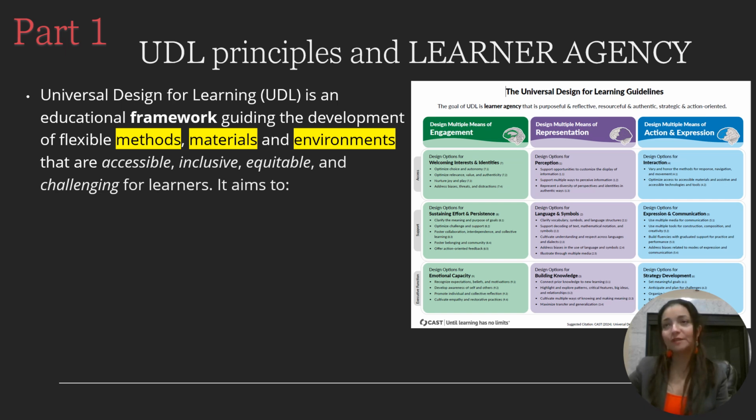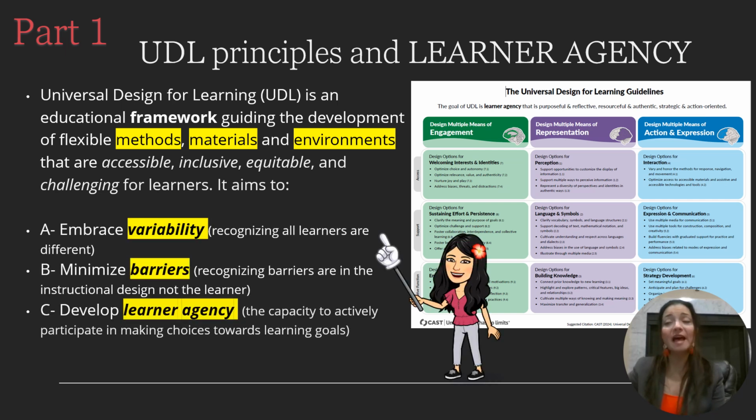UDL encourages the development of flexible methods, materials, and environments that make learning accessible, inclusive, and challenging for learners. It aims at embracing variability and minimizing barriers, recognizing that they are in the instructional design and not in the learners, and it helps develop learner agency. For today, we'll be focusing on the last point.